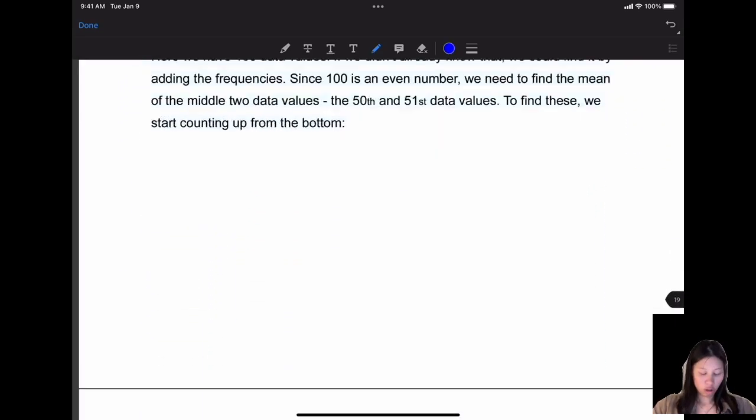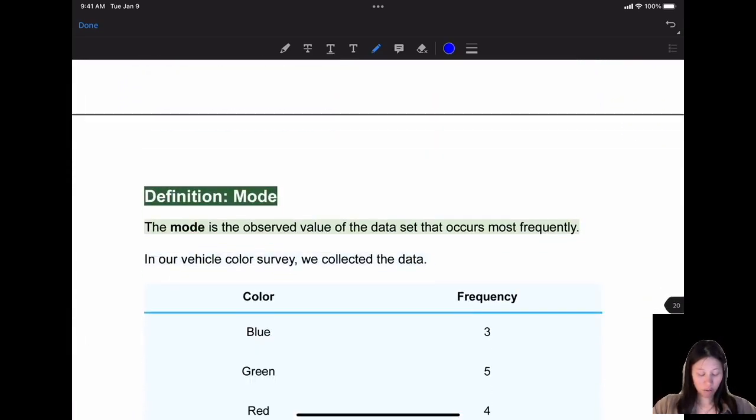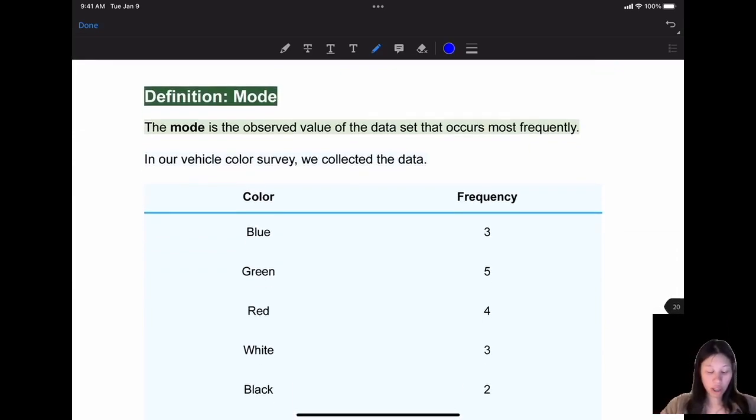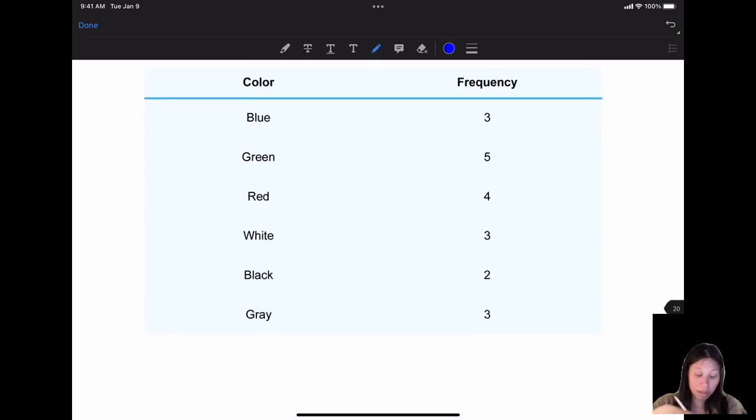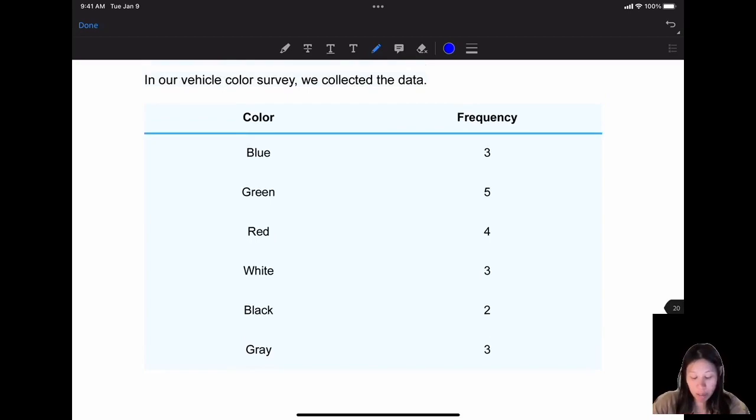Okay, so now there's a concept of mode. So the mode is the observed value of the dataset that occurs the most frequently. So in our vehicle survey, we collected the data like that, the most frequent, the collision data that we had. So which one happened most frequently? The green one, right? So we call this our mode.